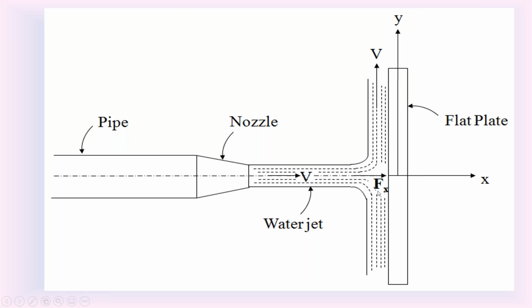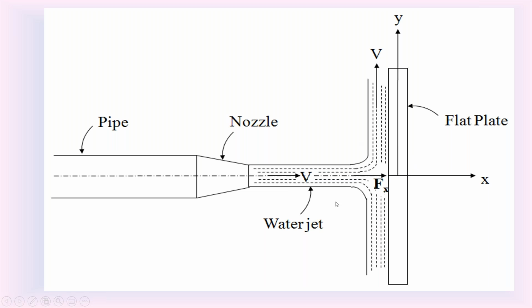At the time of impact, let Fx be the force exerted by this water jet on the metal plate. Fx is the horizontal force. What is the initial velocity? V, horizontal, in the direction of the force Fx. What is the final velocity? V, but it is in the vertical direction. The final velocity v is not in the direction of the force Fx. The final velocity is in the vertical direction.